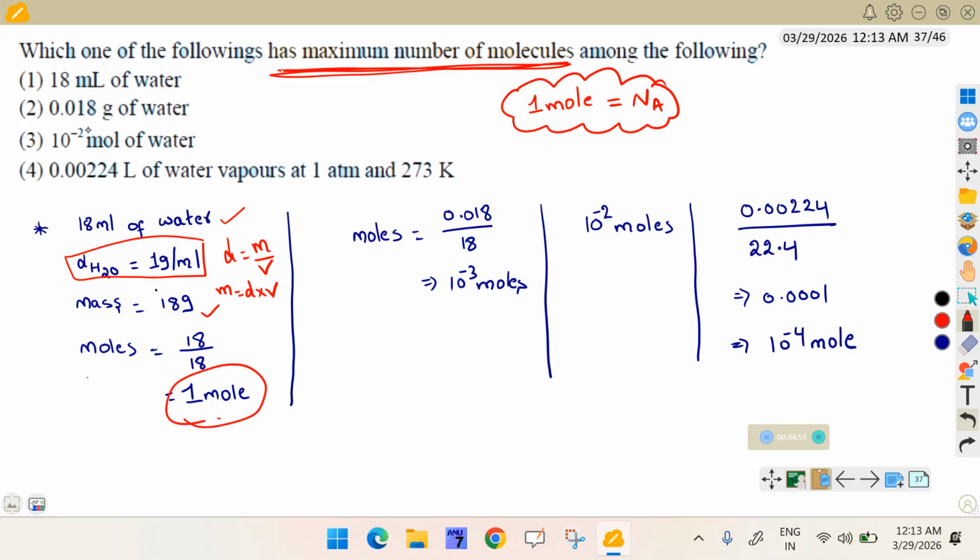Next, 0.018 grams of water. Number of moles is 10 power minus 3 moles. Third option, moles is given directly. Fourth option, given volume by STP volume, 10 power minus 4 moles. We know that number of molecules is directly proportional to number of moles. Based on that, the first option is correct.